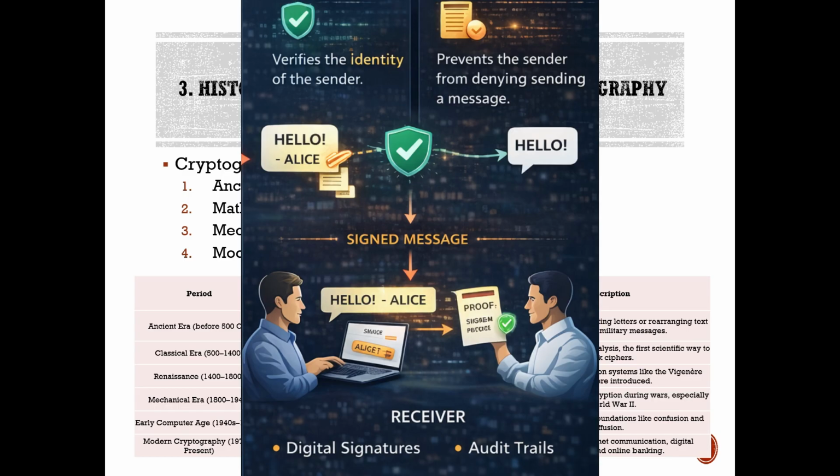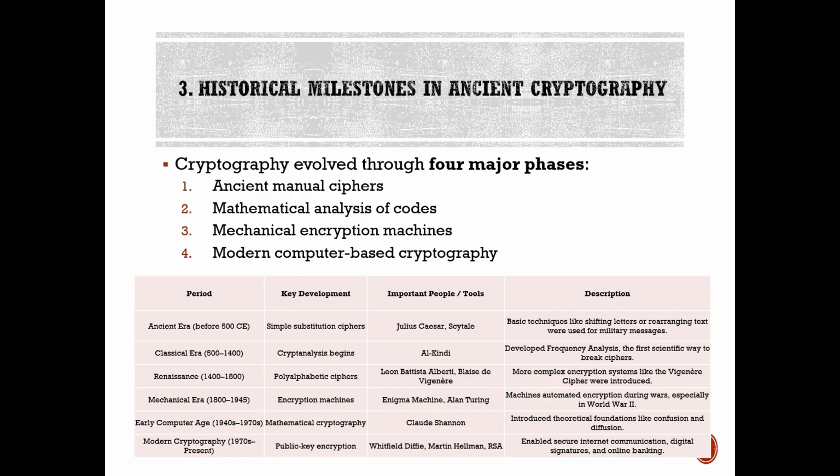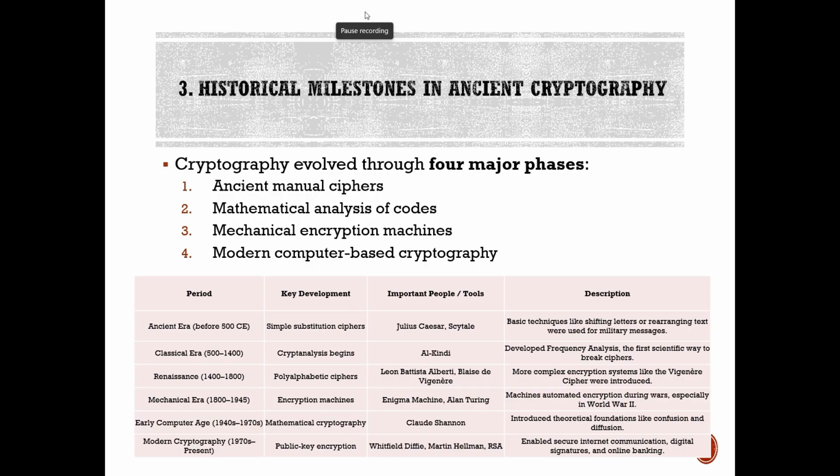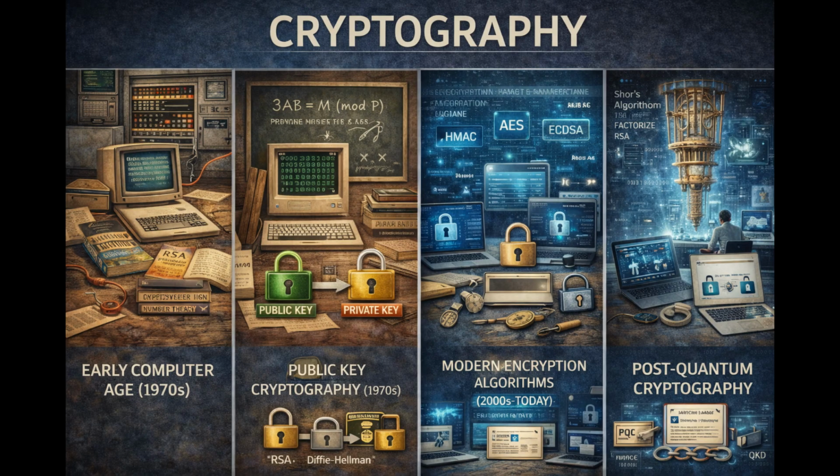Now let's visit the historical milestones in ancient cryptography. Cryptography evolved through four major phases. One, ancient manual ciphers. Two, mathematical analysis of codes. Three, mechanical encryption machines. And four, modern computer-based cryptography. If we look at the time chart, indicated is the starting point, the first historical record of when cryptography came into existence, leading all the way up to modern cryptography from the 1970s to present, which would have been the dawn of the computer age.